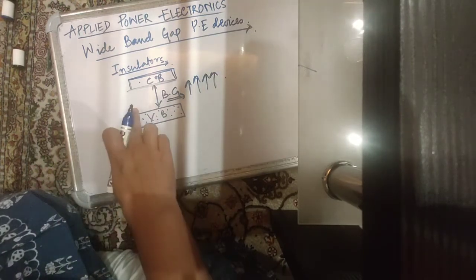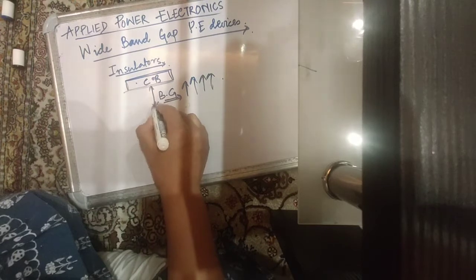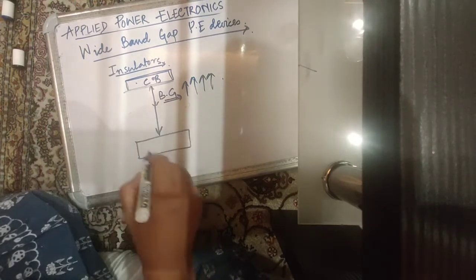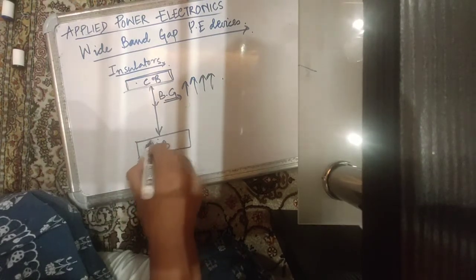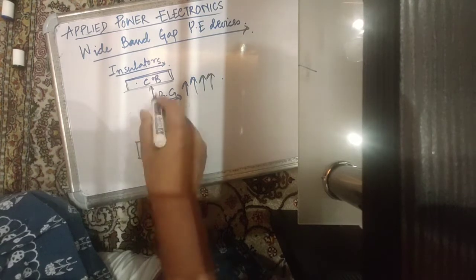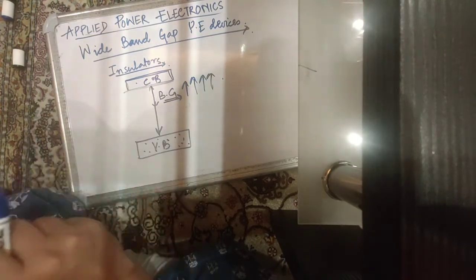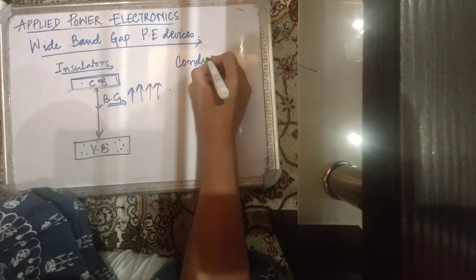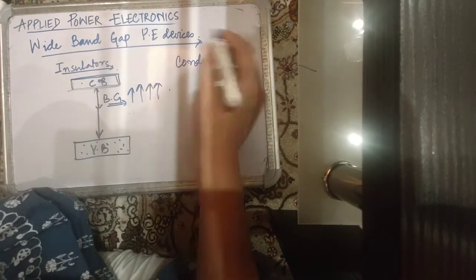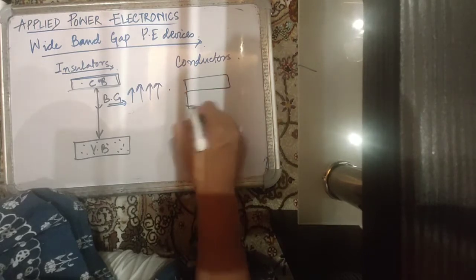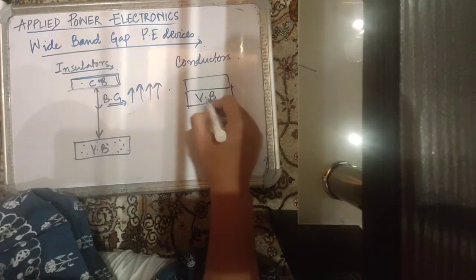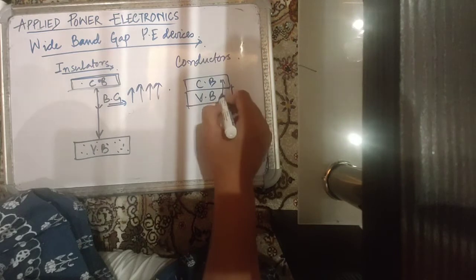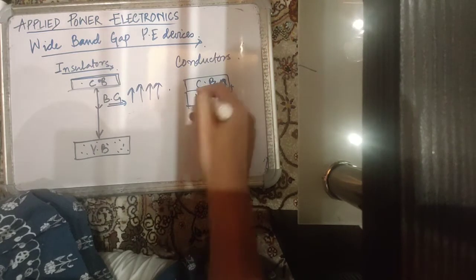So the band gap is extremely high, it's very high in magnitude. That is precisely why you do not have free electrons available to ensure conduction. When we talk about conductors, there is no band gap at all. So electrons are freely moving from the valence band to the conduction band.